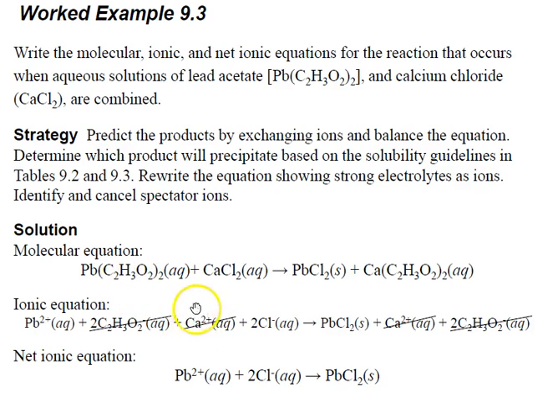So we want to make sure that when we rewrite our ionic equation, the charges work. This is a lead +2, this is a Cl -1. So we need PbCl2 as it's written here. And then for the acetate, the polyatomic ion is -1. Calcium is +2. So we need two of the -1 parts so that our charges balance there.